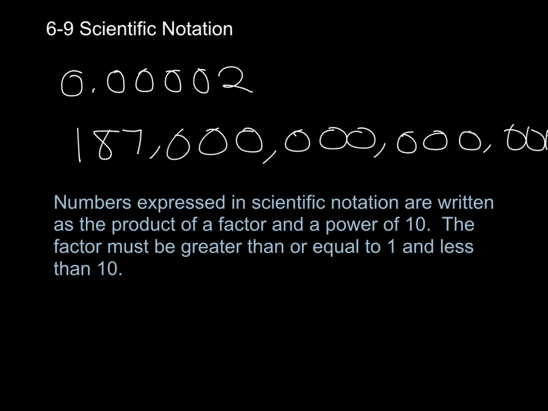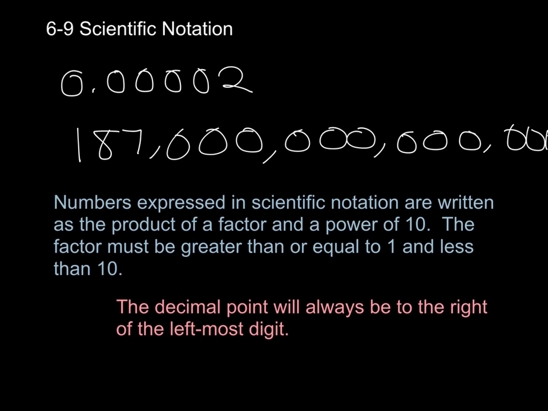Numbers expressed in scientific notation are written as the product of a factor and a power of 10. The factor must be greater than or equal to 1 and less than 10. The decimal point will always be to the right of the leftmost digit. So let's look at a few examples.